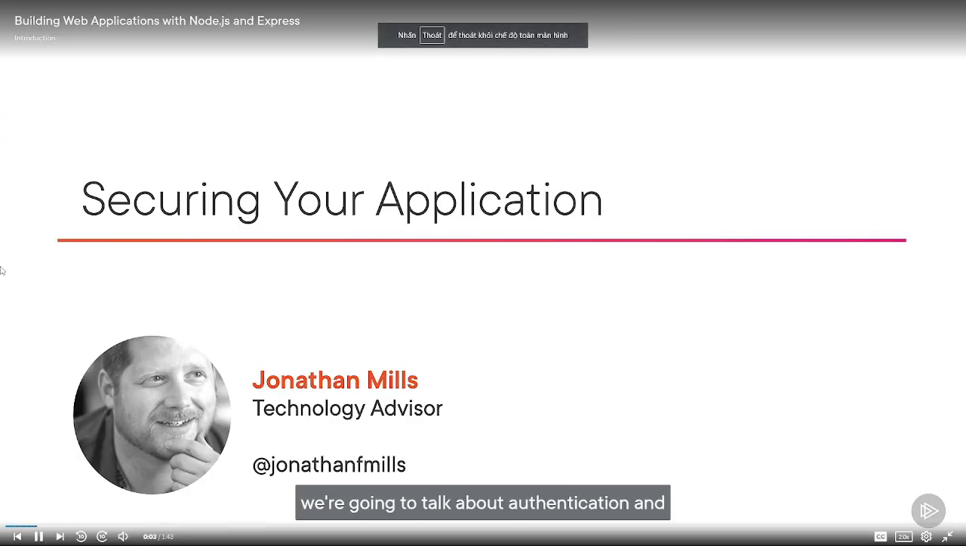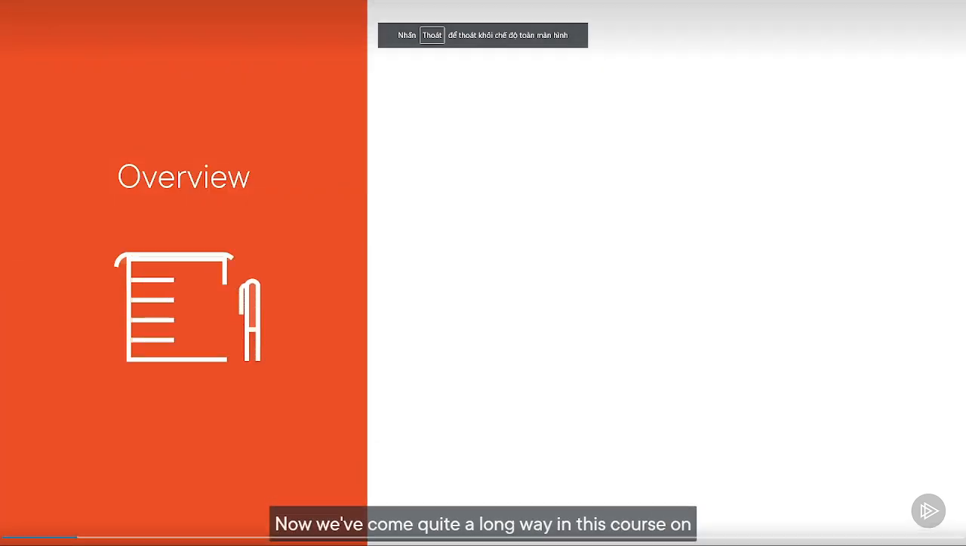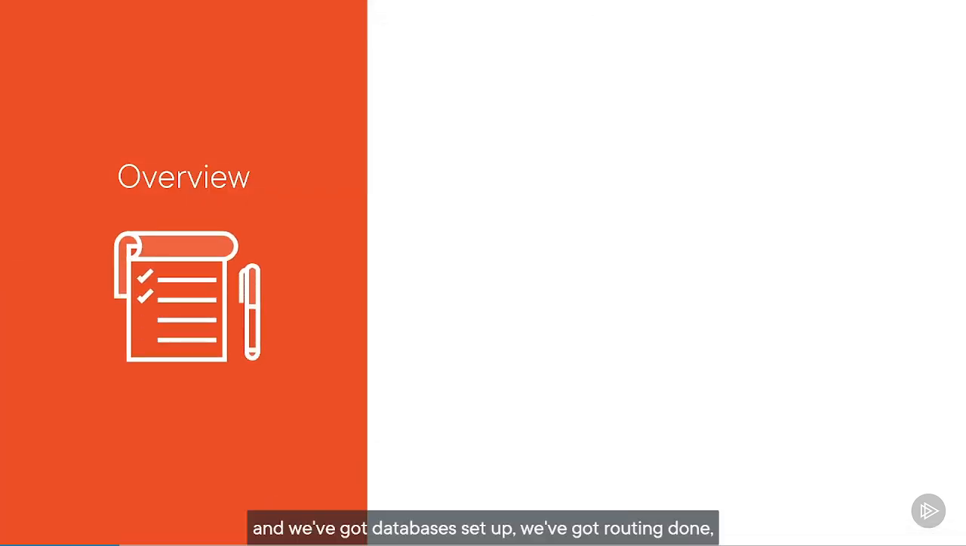In this module, we're going to talk about authentication and creating users for our web application. Now, we've come quite a long way in this course on building a web app with Node.js and Express. And we've got databases set up, we've got routing done, we're pulling stuff out of the database, displaying it to the screen, all of that's there.